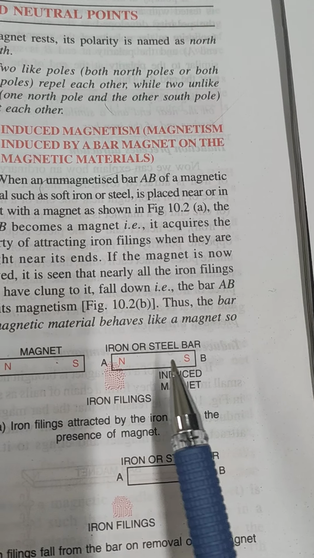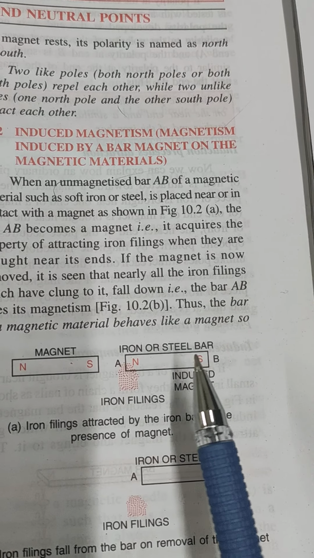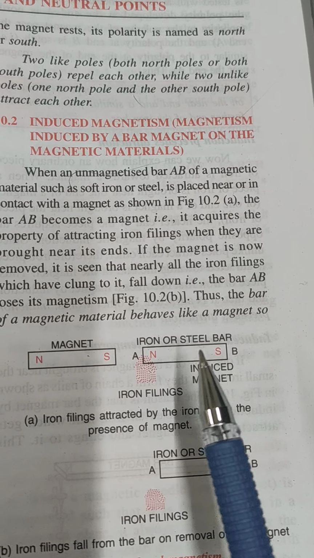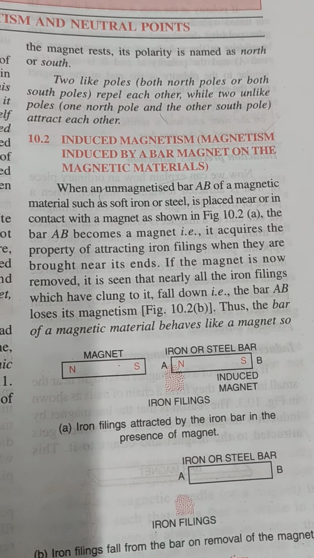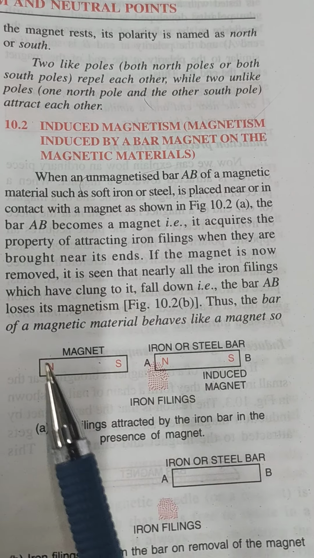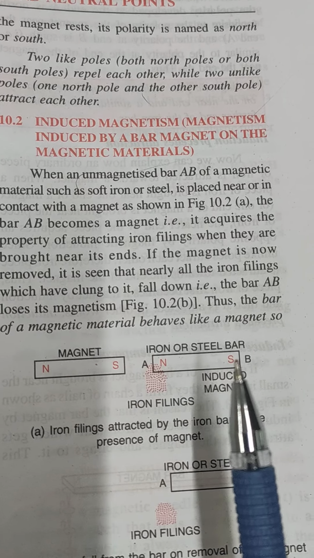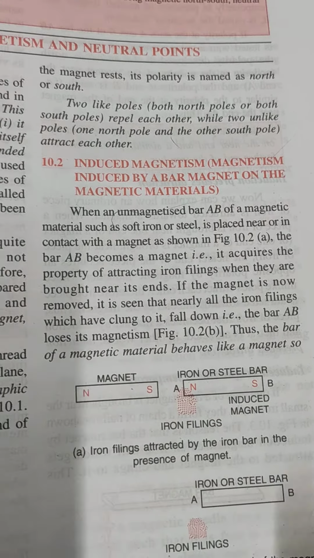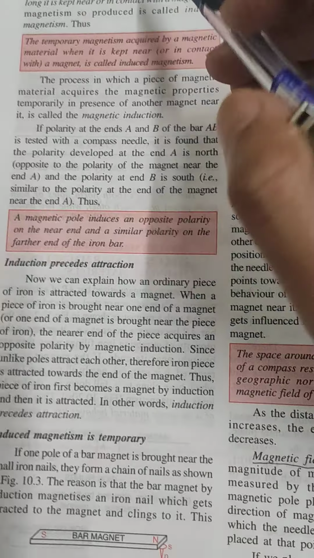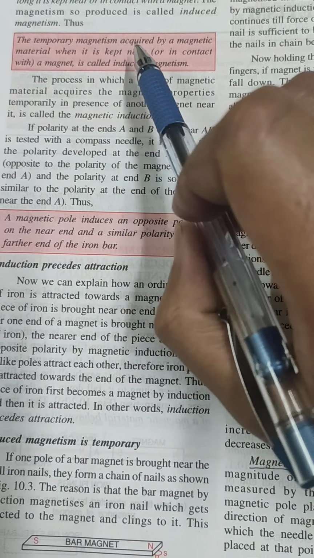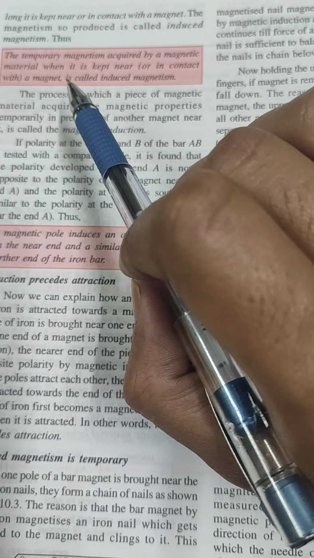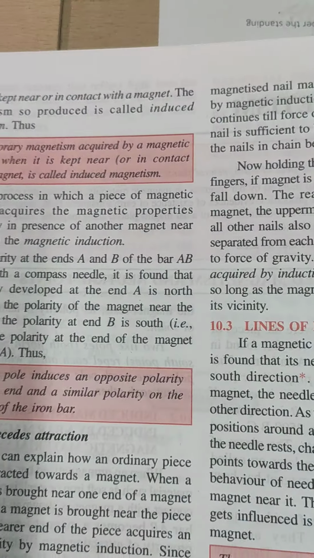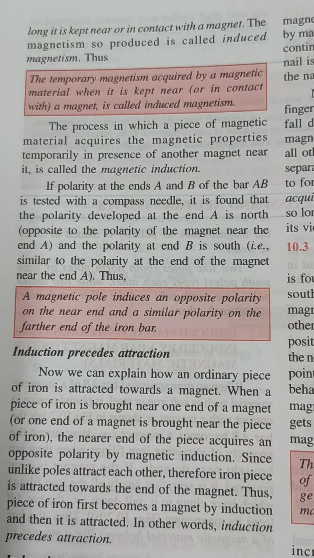Now this bar was not a magnet, this was an iron bar or a steel bar, but it has acquired the properties of a magnet. So this entire phenomenon is known as induced magnetism. When you place a magnet near an iron or steel bar, and that iron or steel bar also starts behaving as a magnet, that is known as induced magnetism. This is the definition: the temporary magnetism acquired by a magnetic material when it is kept near or in contact with a magnet is called induced magnetism. So please put a star mark on this point.